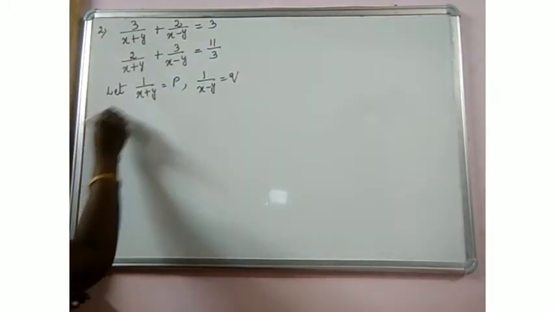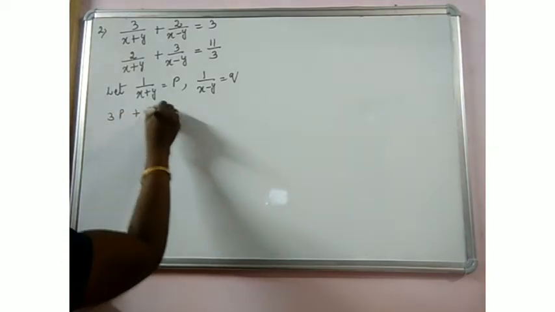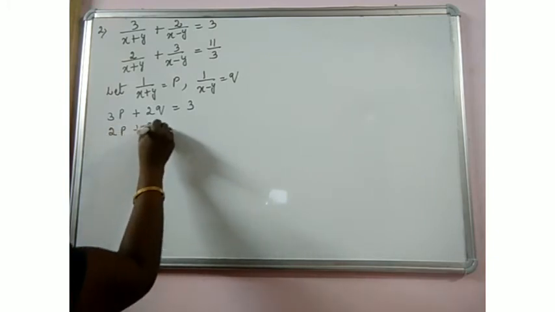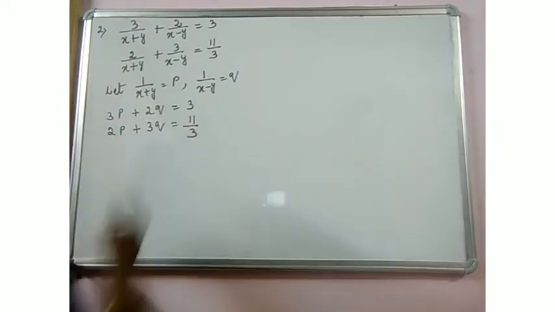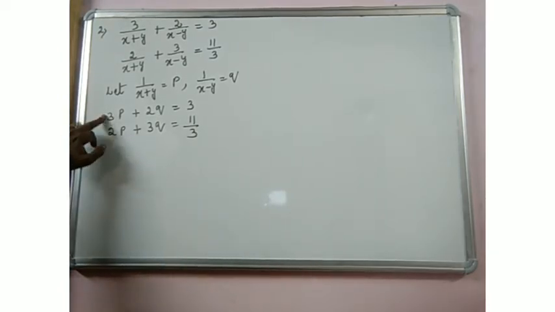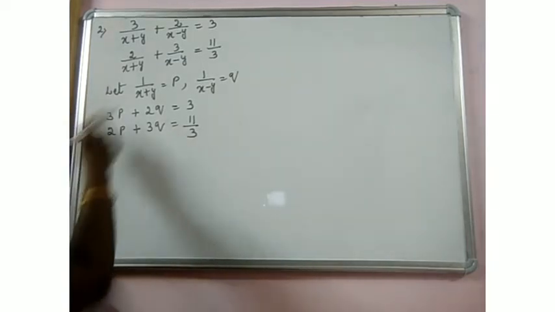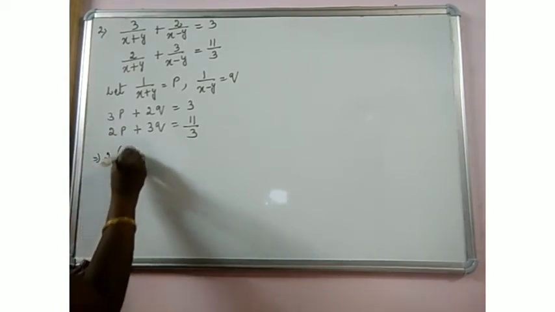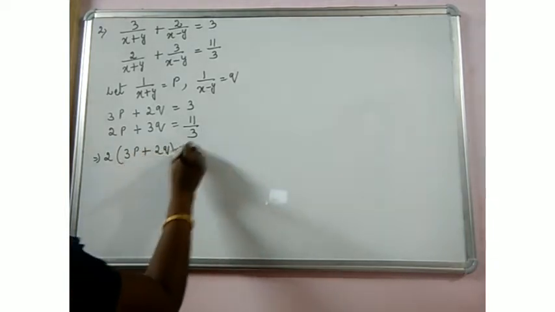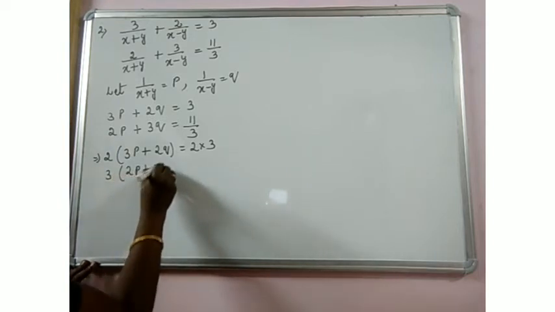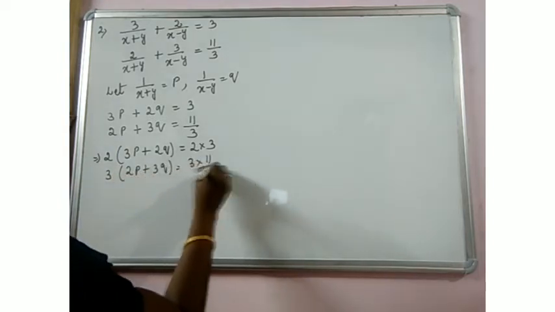So we will have 3p plus 2q equal to 3. And here 2p plus 3q is equal to 11 by 3. You see here is 3, here is 2. If you multiply this equation by 2, you will get 6. Multiply this equation by 3, you will get 6. So the coefficients of p can be eliminated. I am multiplying this equation by 2: 2 into 3p plus 2q equal to 2 into 3. And this one by 3: 3 into 2p plus 3q is equal to 3 into 11 by 3.